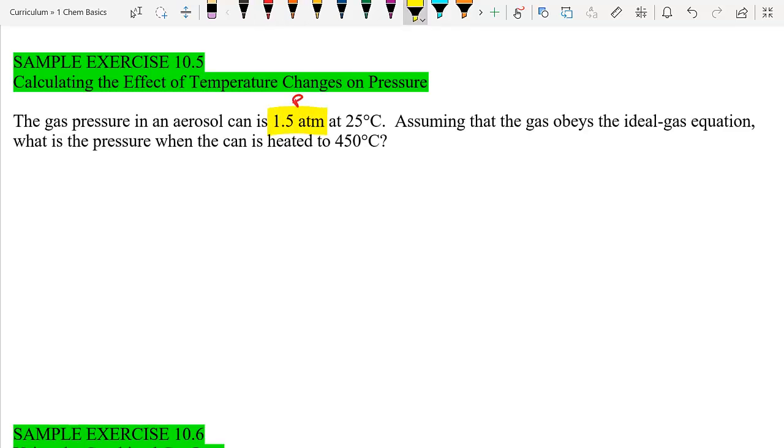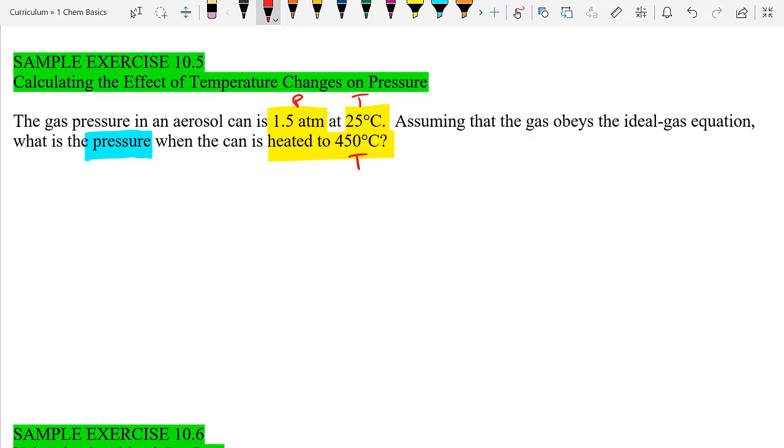And we find that that is happening at 25 Celsius. So there's my temperature. Assuming that our gas obeys the ideal gas equation, what's the pressure? My goal is to find the pressure when our can is heated to 450 Celsius. So this is a little bit complicated. You've got more than one temperature in here. We're going to have to think about this from a little bit of a different perspective.